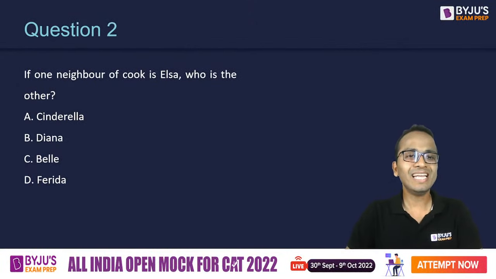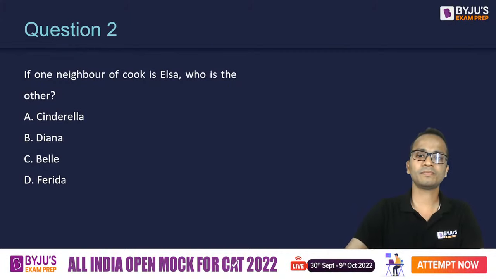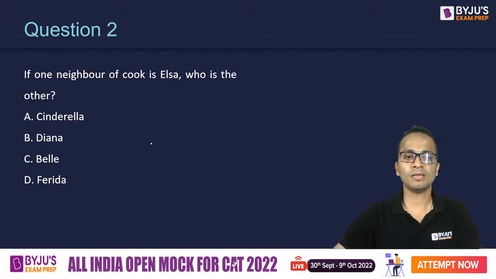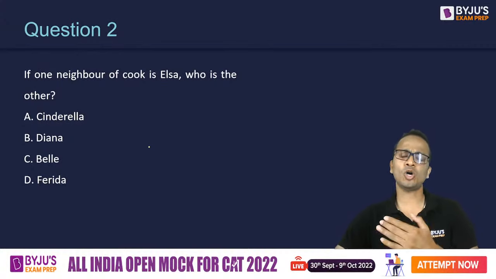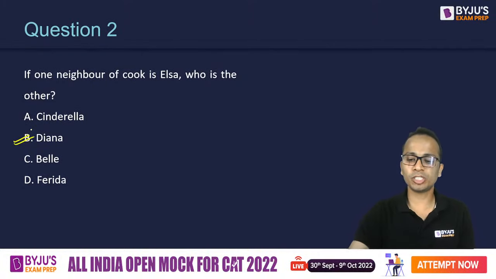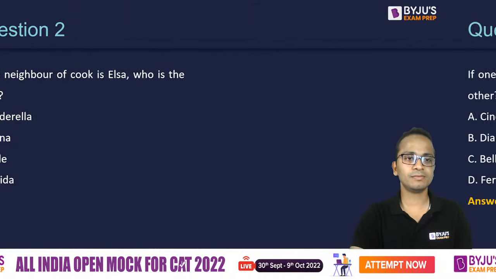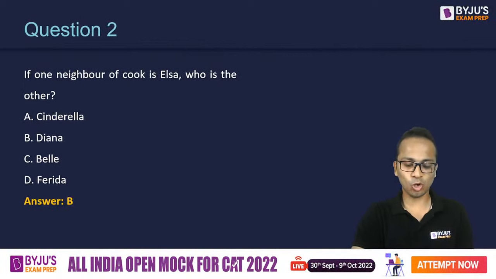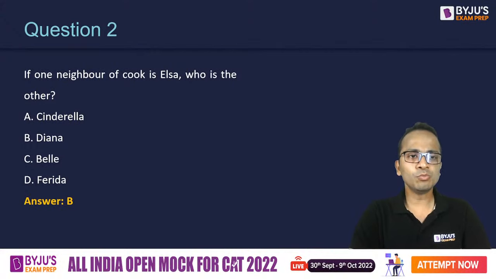If one neighbor of cook is Elsa, who is the other neighbor? Now, who is the cook? A is the cook, and one of the neighbors is Elsa on the right hand side. So on the left hand side, it's Diana who is a tailor. Okay, so Diana who is a tailor, correct answer will be option B. And yes, it is. Right? So option B is the correct answer. It is Diana. Okay. Let's move on to question number 3.